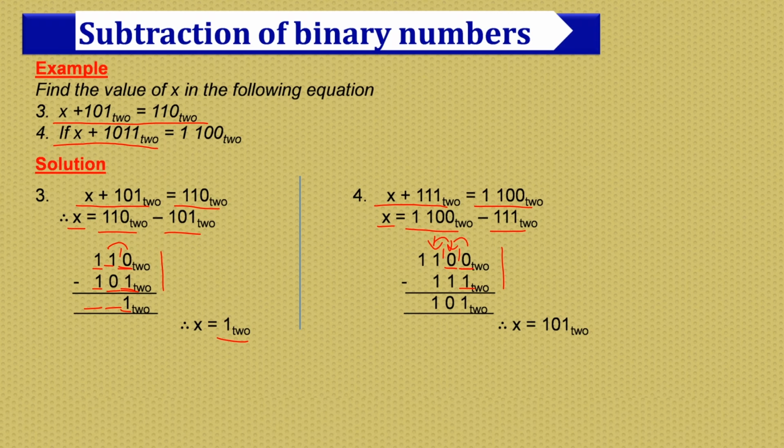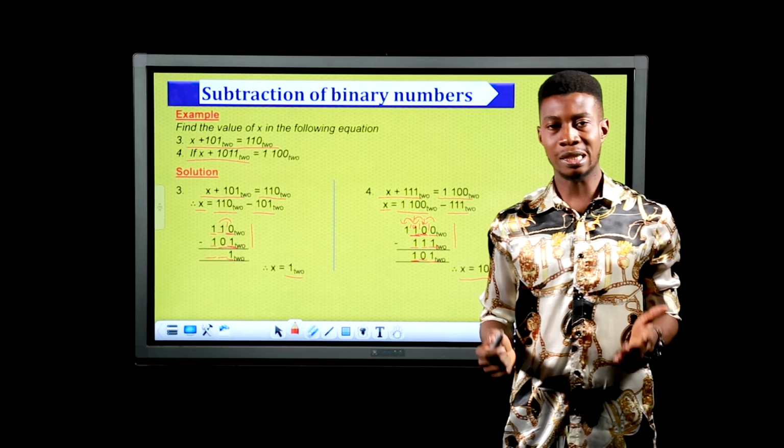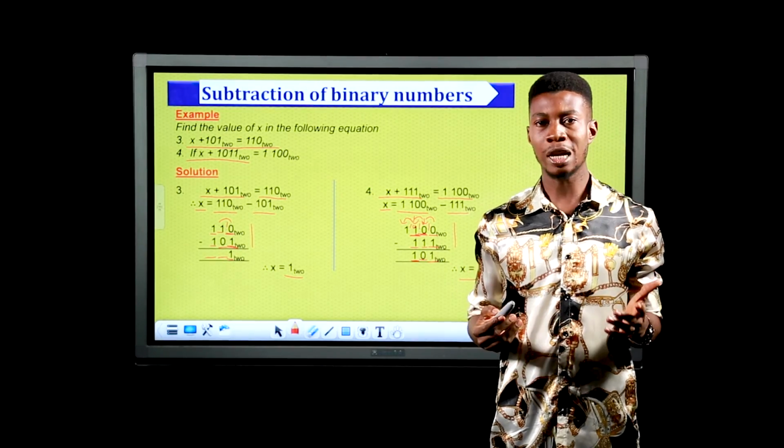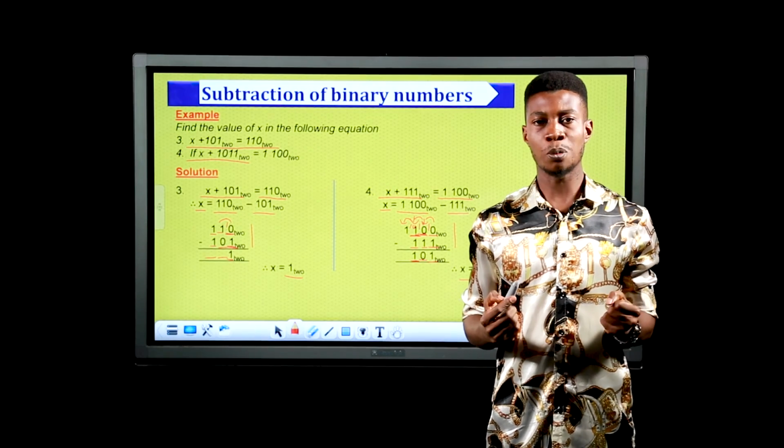Now, 1, 0 minus 1 gives us 1. 1 minus 1 gives us 0. And then, having borrowed from this place, it became 0. So, 0 minus 1, we won't have an answer. So, we go to the next significant bit, which is 1, and we borrow the 1. So, we have 1, 0 here. So, 1, 0 minus 1 gives us 1. And this is the value of x in this problem. Now, I believe with these examples, it is quite clear to you on how to carry out subtraction of binary numbers. Let's try out some exercises.